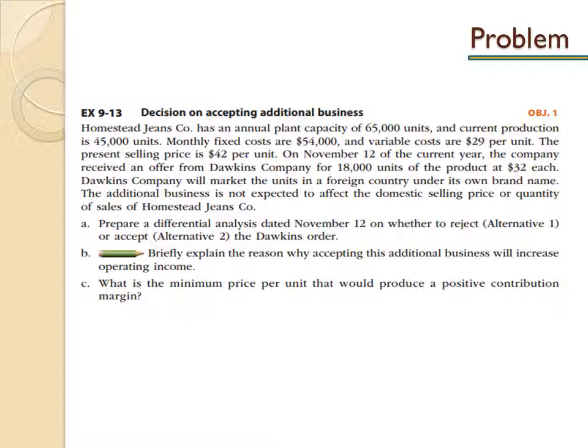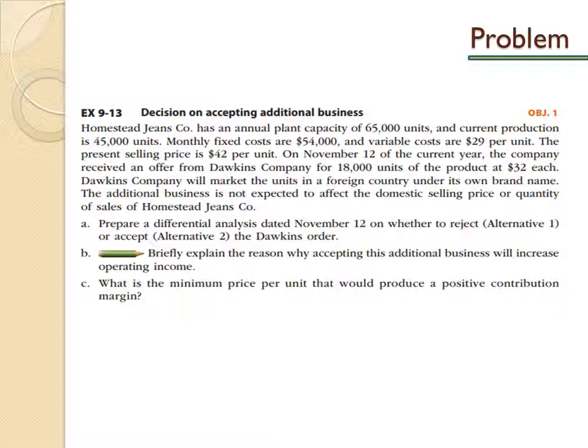So classmates, we are at the last problem for this presentation, EX9-13, decision on accepting additional business. Homestead Jeans Company has an annual plant capacity of 65,000 units and current production is 45,000 units, so they are not operating at the maximum level. Monthly fixed costs are $54,000 and variable costs are $29,000 per unit. The present selling price is $42 per unit.